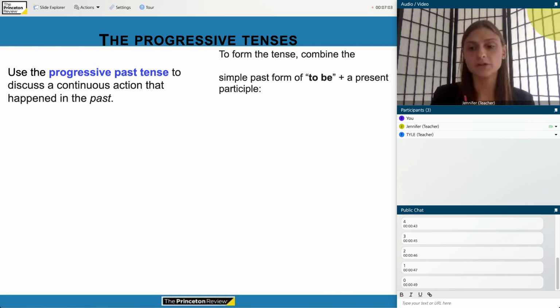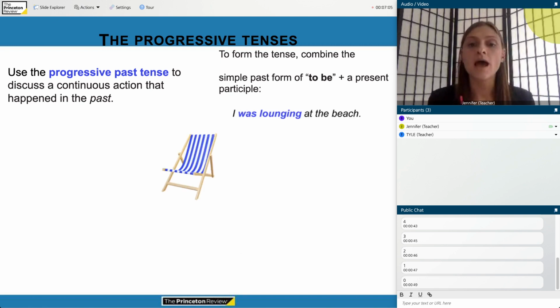So let's take a look at an example. I was lounging at the beach. So if you look here, you see was is your simple past form of the verb to be, and lounging is your present participle. So I was lounging at the beach. That's different from I lounged at the beach, right? I lounged at the beach, it's done, we don't know how long, it's not a continuous action.